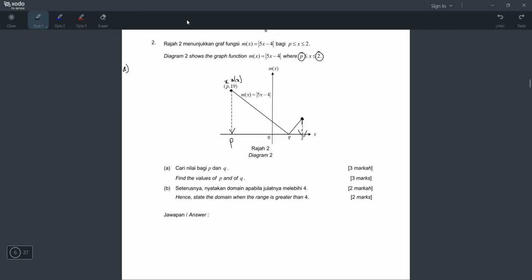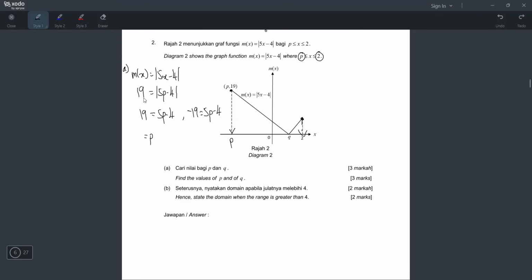So what happens when you substitute? Let's write down the equation first. mx equals modulus 5x minus 4. And then the whole mx here is the 19, and then you substitute the x with p. So it becomes modulus 5p minus 4. In order to find p, you have to remove the modulus. So when you remove the modulus, there will be two answers, one positive and another one negative: negative 19 equals 5p minus 4, like this. So it will split into two answers.